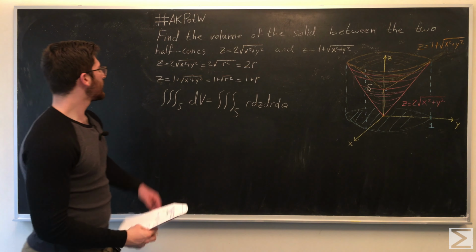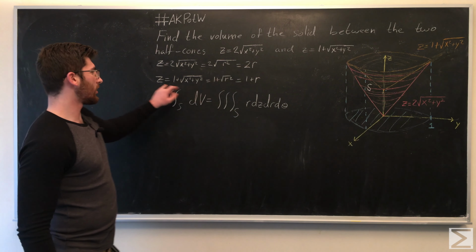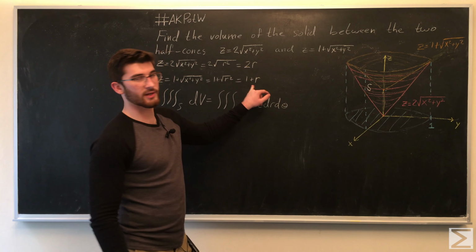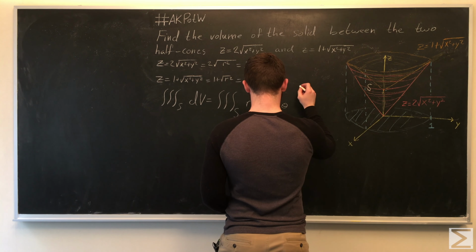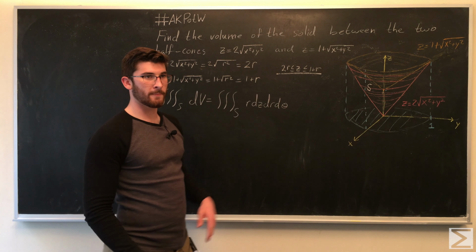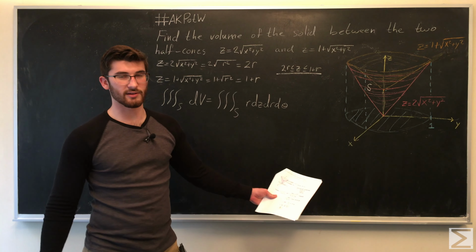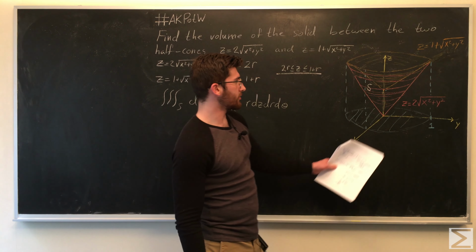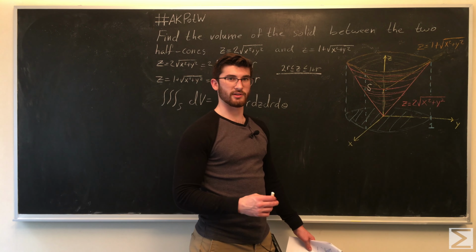So we have that z equals 2r and z equals 1 plus r. So we can use that to set our limits of integration for z. So here are our limits for z. The easiest one to find is going to be the limits for theta. So theta goes all the way around, so that's going to go from 0 to 2 pi.